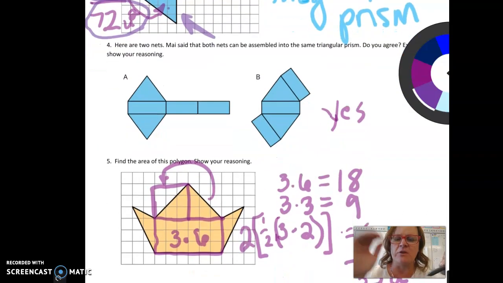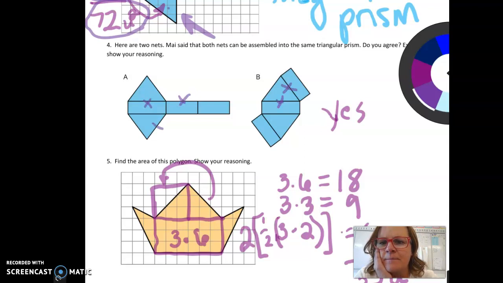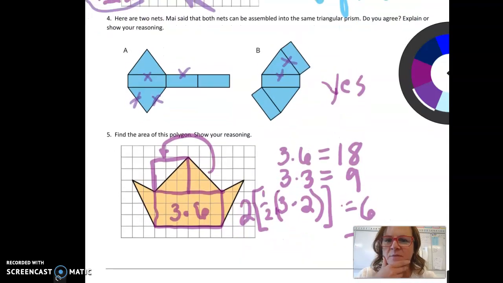In number 4, it's really kind of the same thing as that earlier one. Imagine these nets folded up together. Can they be assembled into the same triangular prism? Yes, they can. And so I'm just looking at where the edges of these rectangular faces meet the edges of these triangular bases. All right, and number 5, find the area of this polygon.